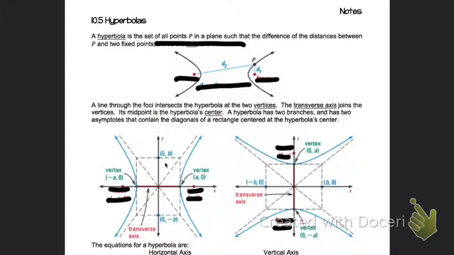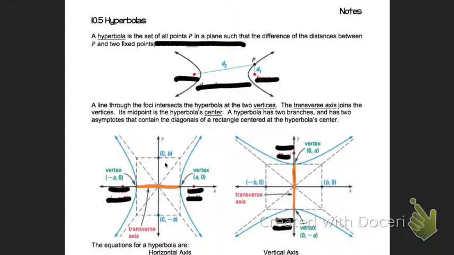and we have a new, I guess, kind of vocab term called the transverse axis, and that is just the distance. So it's kind of like your major axis. Transverse and major are going to be equivalent, the same thing. It's just the distance from your two vertices. If it's a horizontal hyperbola, it's going to be a horizontal line. If it's a vertical hyperbola, it's going to be a vertical line.